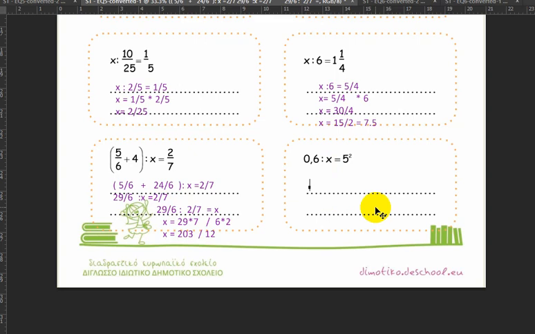Next, we have 0.6 divided by x equals 5 squared. So 0.6 divided by x must be equal to 25. Therefore, 0.6 divided by 25 must be equal to x. So x is equal to 0.024, right?